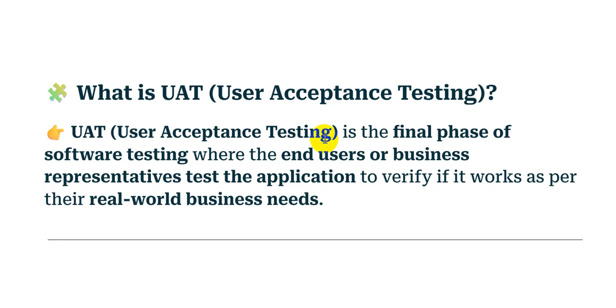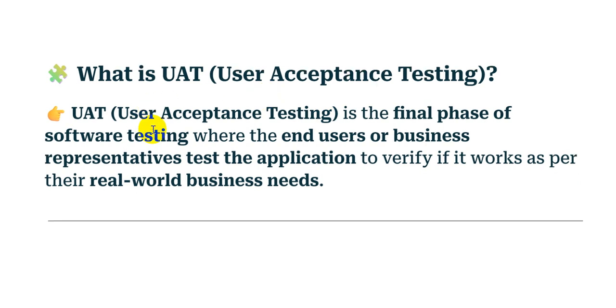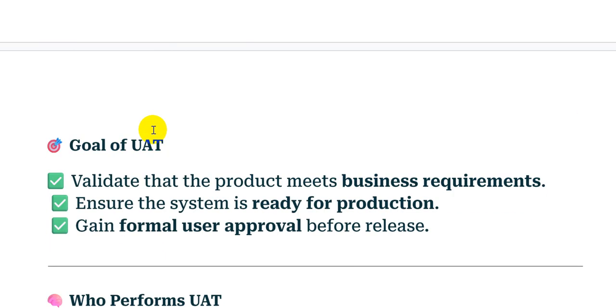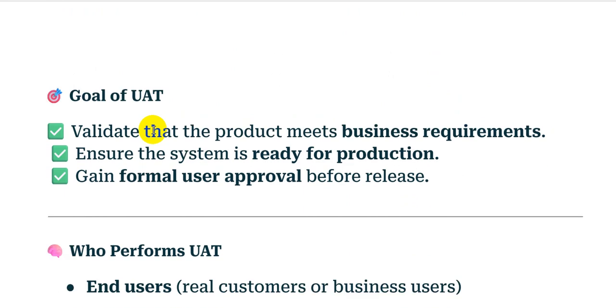So what is UAT? UAT is the final phase of software testing where end users or business representatives test the application to verify if it works as per real-world business needs. So that is UAT. This UAT testing is done by the client, business representative or product owner. The goal of UAT is to validate that the product meets the business requirements.